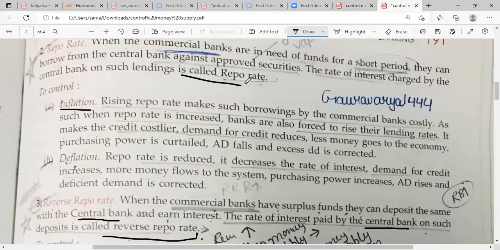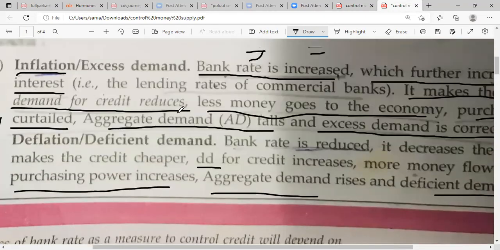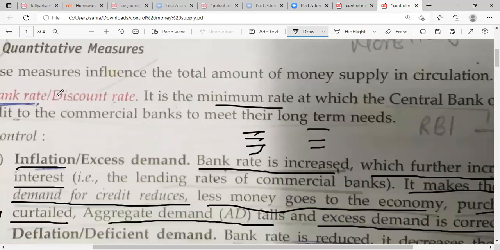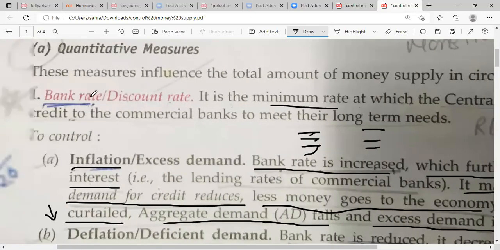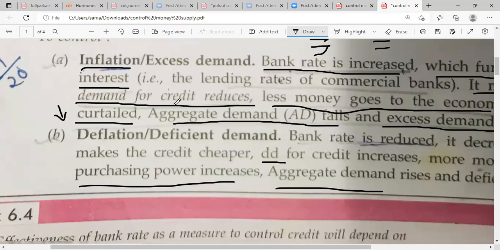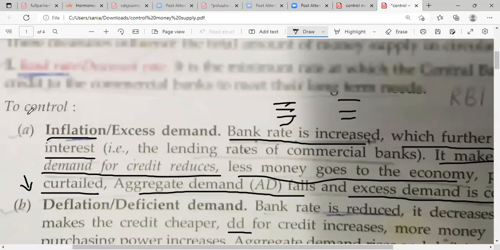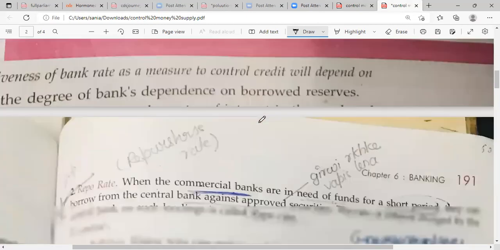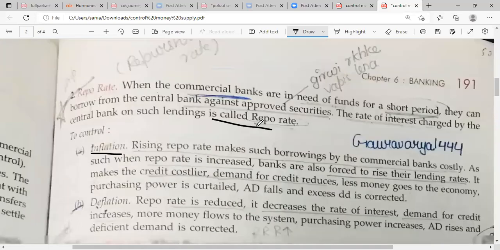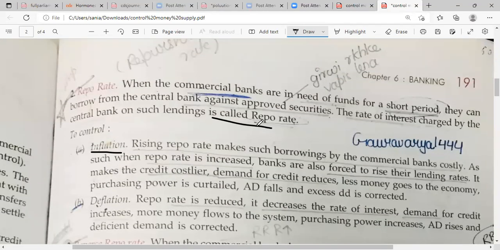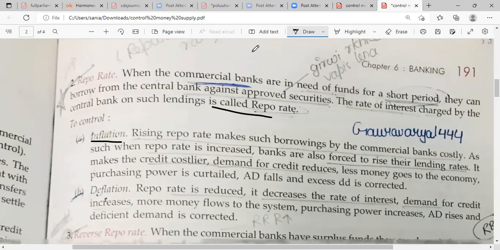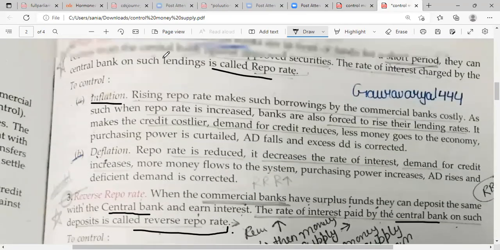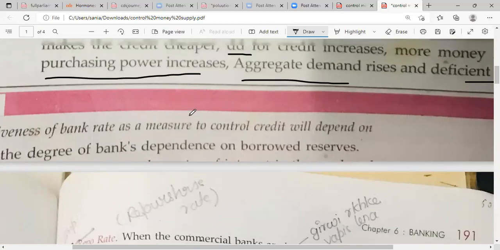Okay, ma'am. I hope you understand. Same to same. Why? Because we know that bank rate and repo rate are the same. The only difference is that the bank rate is given for loans for a long period of time, but here it is for a short period of time. But the scenario will be the same. Whether you are taking a loan for a short period or a long period, the process will be the same, right? So same to same you have to write. Whatever you wrote here, just copy and paste it.